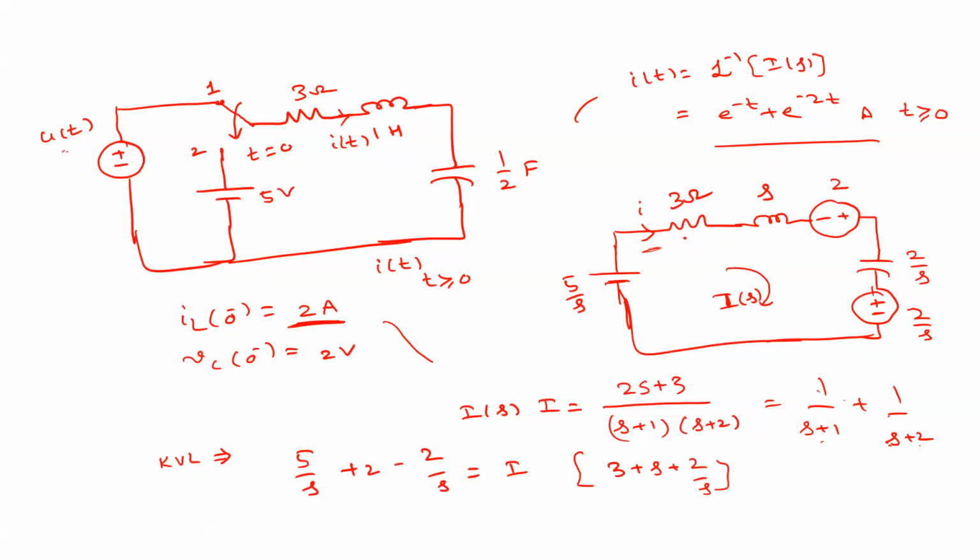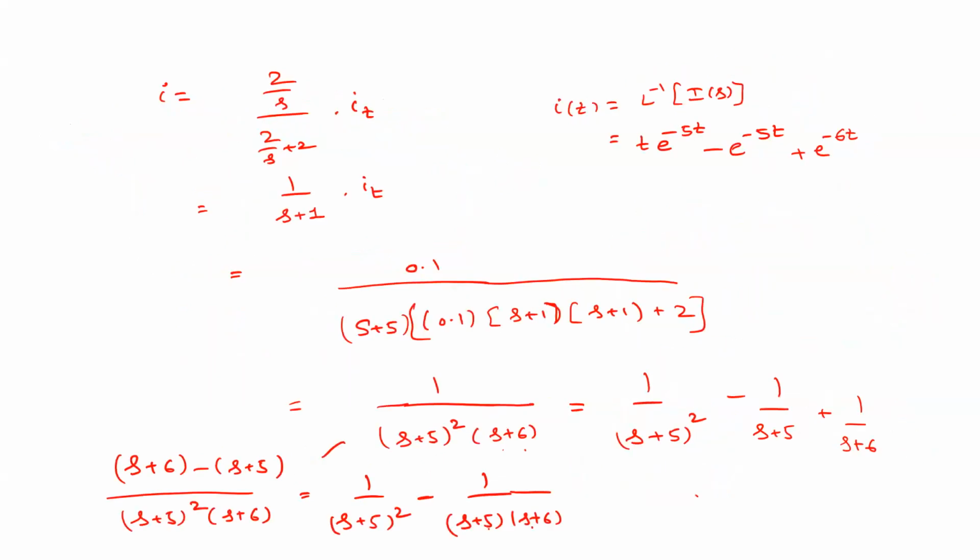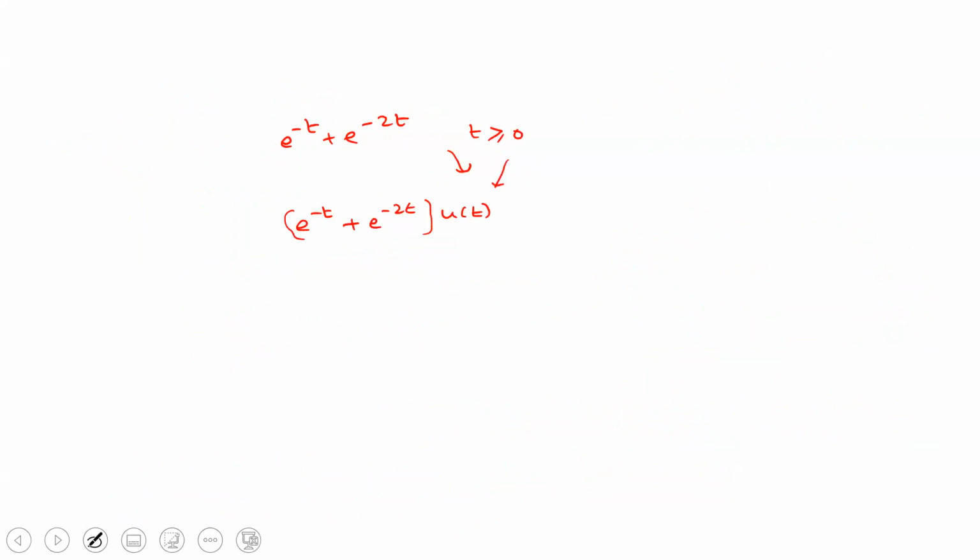Sometimes, when you're writing the response, if you know the answer is e to the power of minus t plus e to the power of minus 2t for t greater than or equal to 0, instead of writing these terms, we'll write e to the power of minus 2t into u of t. Both are the same, so there is no need to write t greater than or equal to 0; sometimes we remove that term and write u of t instead. In some cases we write it like that.